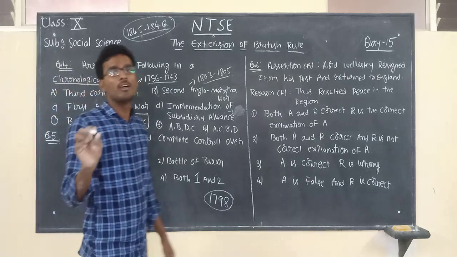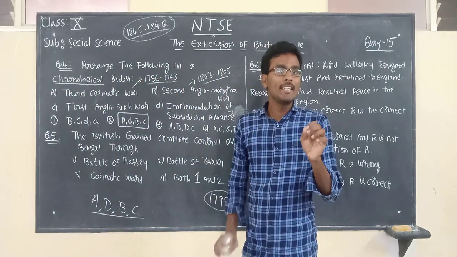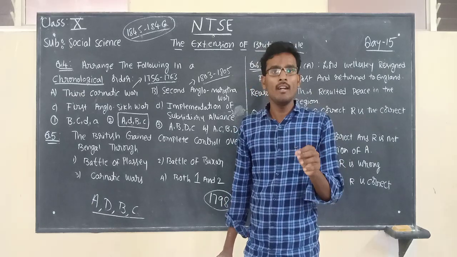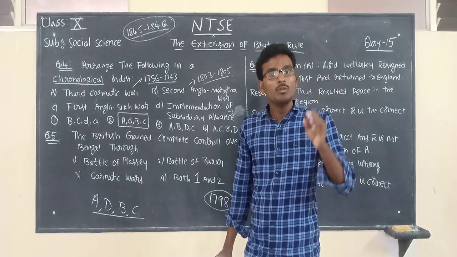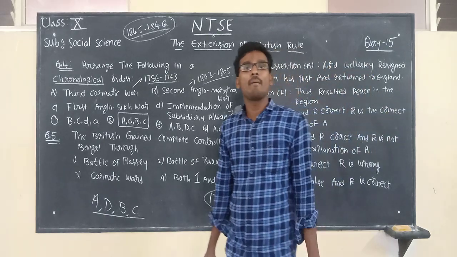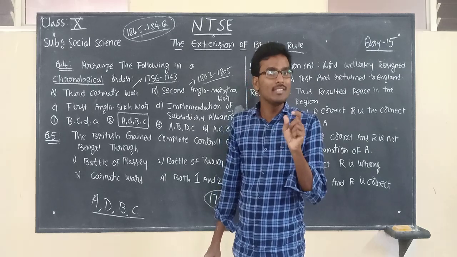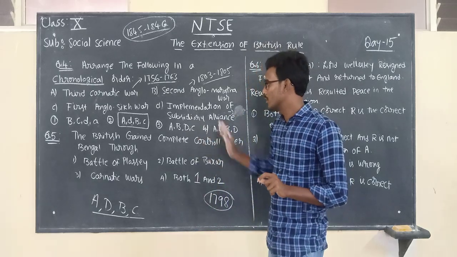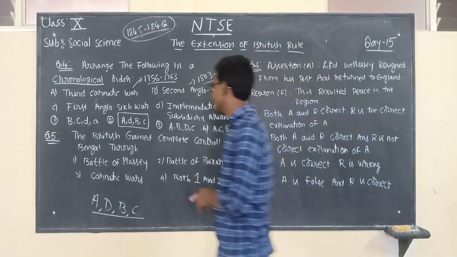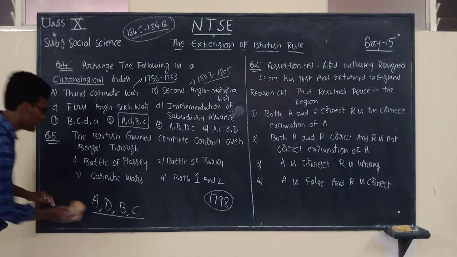In this manner, first of all, you have to know the year of each and every event. Then you have to arrange those events in an order of which happened first and which happened last. So whenever a chronological type of question is given, this is the method you must follow. So now let us move on to question number 5.